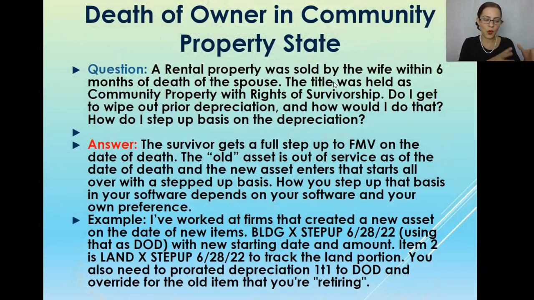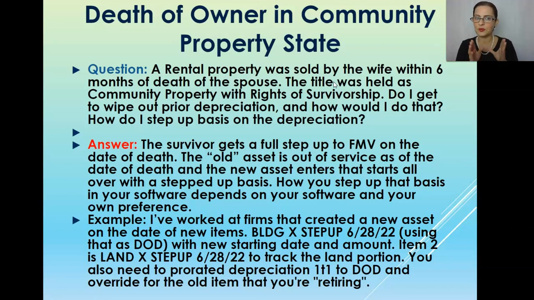If you have a situation where one spouse dies and they own property like stock or rentals or even a main home, what ends up happening in a community property state is the survivor gets a full step up to fair market value on the date of death. So the whole property gets a step up in a community property state. In a non-community property state, only the decedent's half gets a step up, and the survivor's half doesn't get a step up. So then you have to do the complicated math in that case.